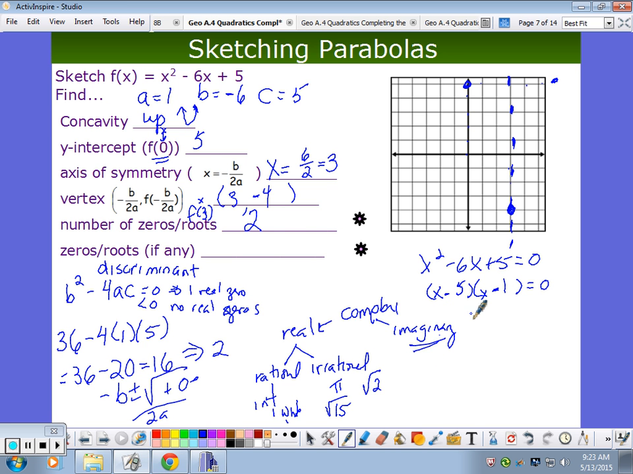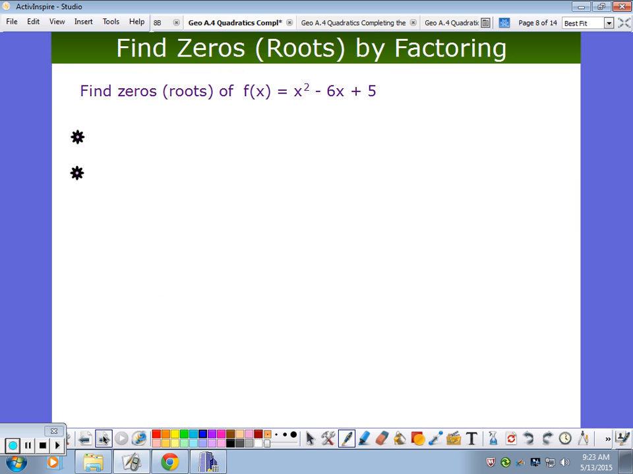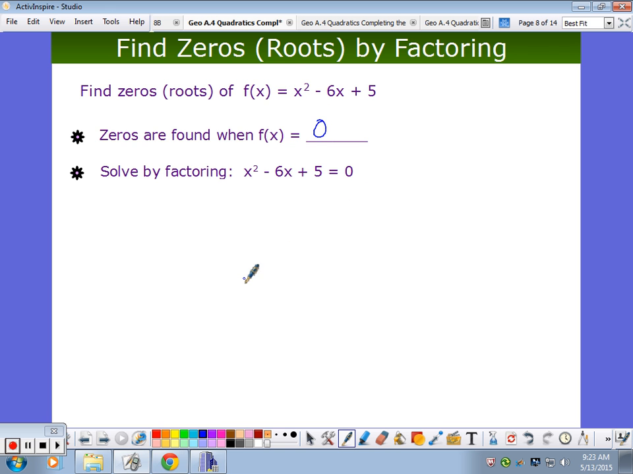It does. So then what are the zeros? 5 and 1? Okay. Is that right? Yes, okay. So 5 and 1. So there's 1 here. That's 1, 2, 3, 4, 5. And it should be symmetric, and it is. And now I can sketch through it. And that's factoring. Okay, factoring method. And I believe that next slide is find it by factoring, which we just did, right? Zeros are found when f of x equals 0, and we just did that.